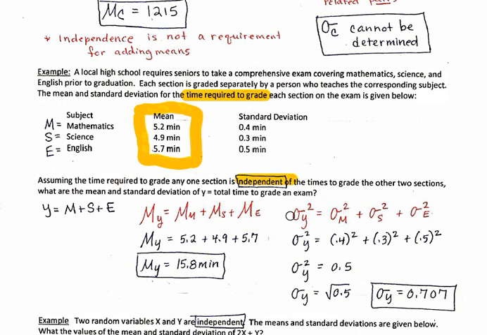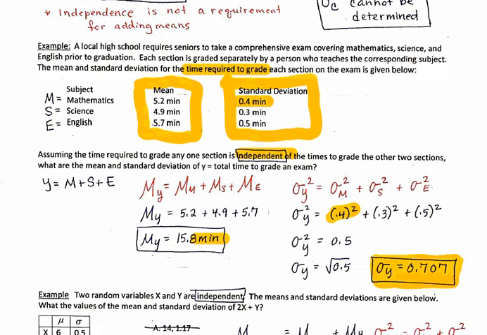To do our standard deviation, remember we have to add the variances. Since we were not given the variances, we were given the standard deviations, you have to calculate them each separately. So 0.4 is my standard deviation, which means 0.4 squared is my variance for math. And I would do the same for science and for English. This gives me a combined variance of 0.5. So to take the standard deviation, we would take the square root of that value. I didn't put a unit on this, but it should also be minutes. Okay, so remember the standard deviation has the same unit as the mean.